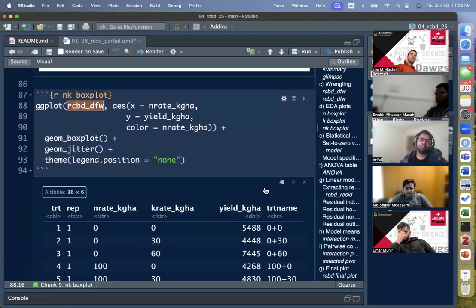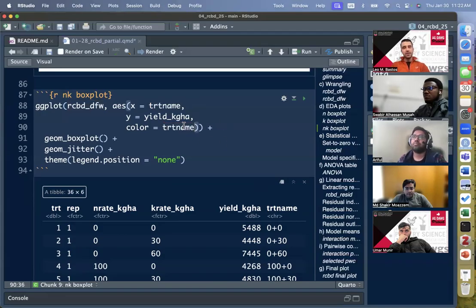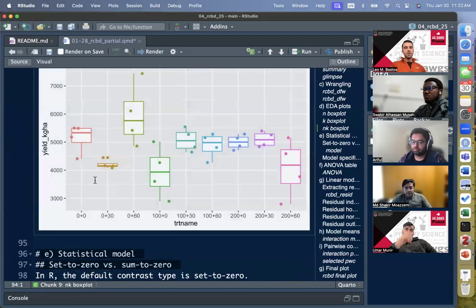Which column do you think we could use to show all of those treatment combinations? Treatment name, right? So we have one column, one variable that represents that combination of nitrogen and potassium. And that's really one of the reasons why I created this column, so we can use it afterwards. So if instead of having X equals nitrogen and color equals nitrogen, you change that to treatment name, that would be one way.